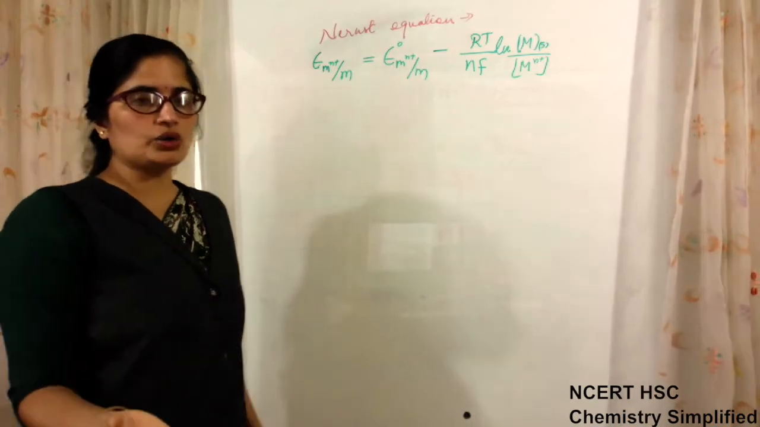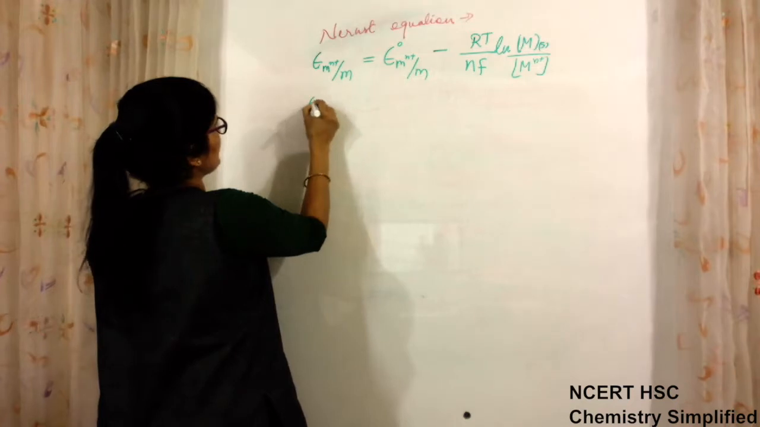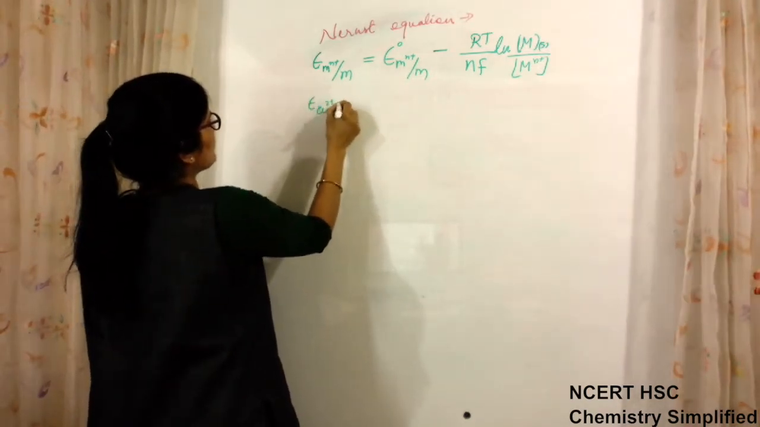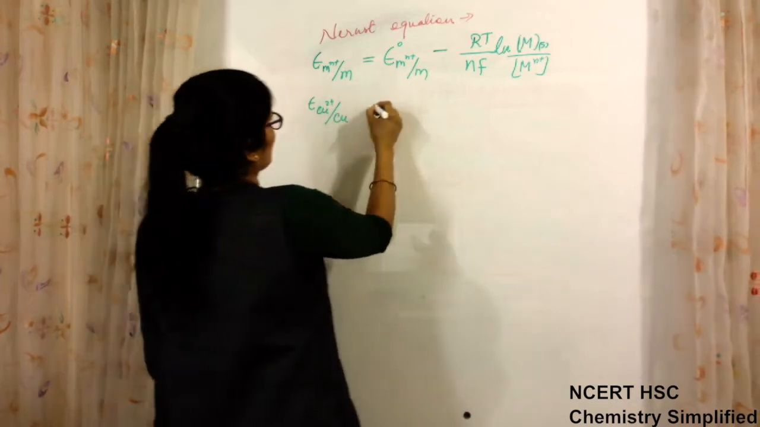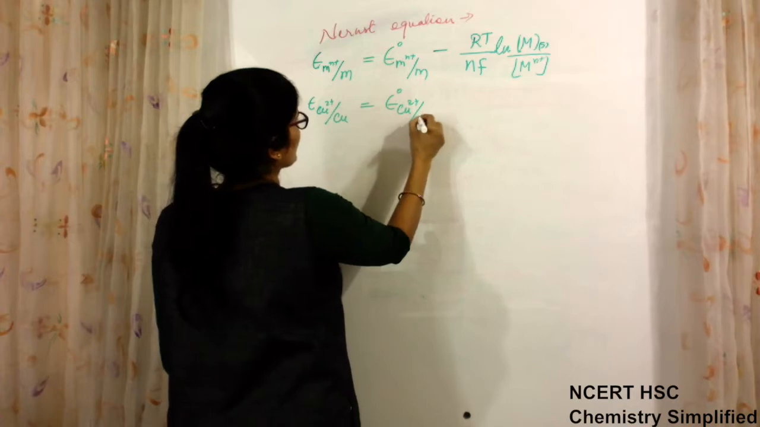If I want to write this equation for copper, I will write it as E of Cu2 positive upon Cu is equal to E standard of Cu2 positive upon Cu.